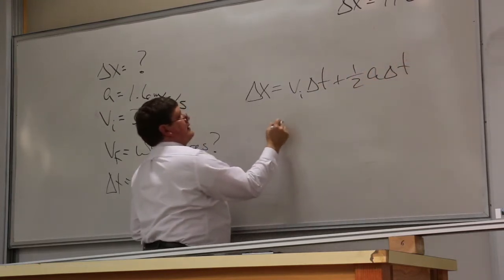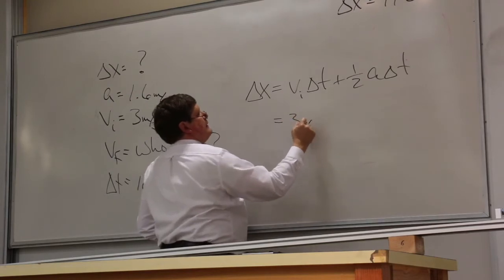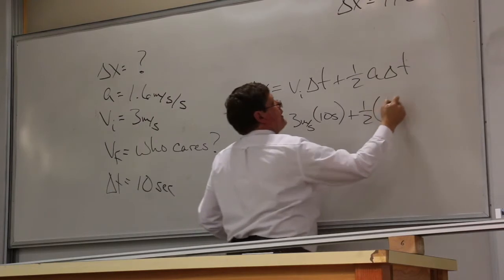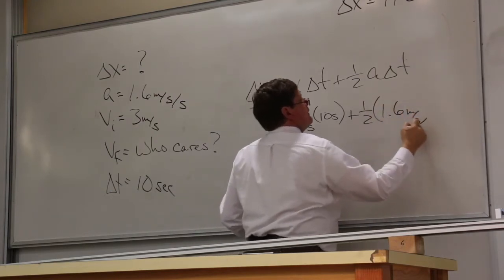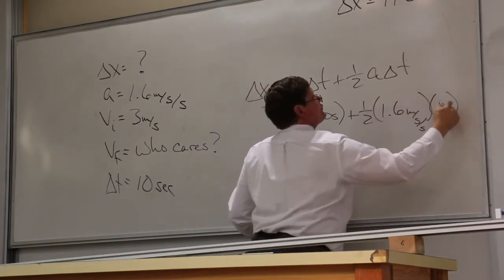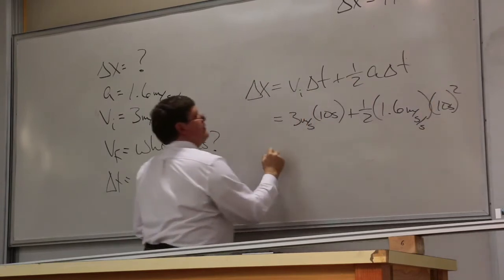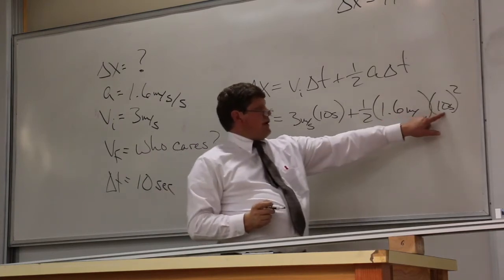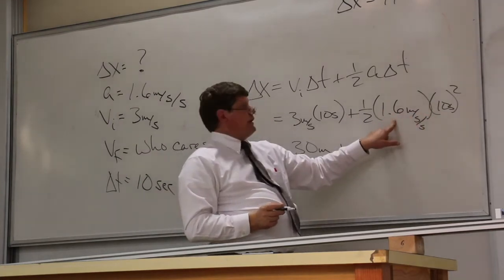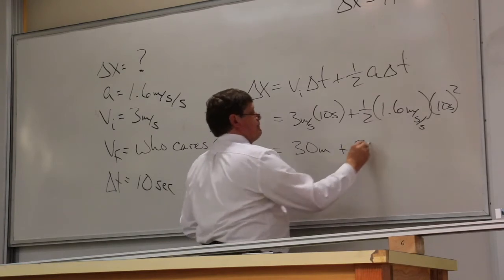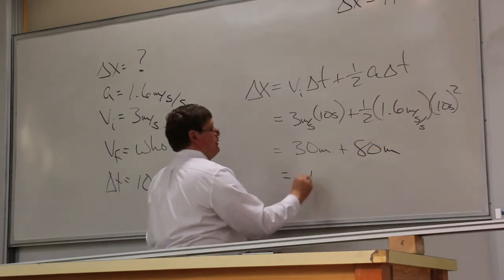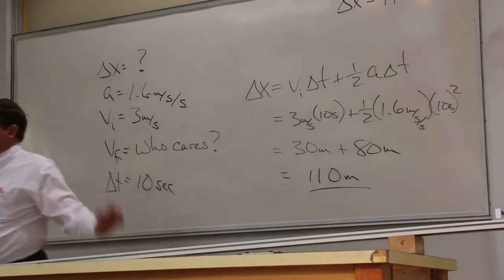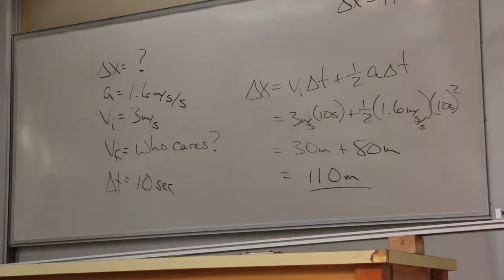I just plug and chug. This is going to be 3 times 10 plus 1/2 times 1.6 times 10 squared. This is going to be 30 meters. Let's see, that's 100 times 1.6 is 160. Half of that is 80. And lo and behold, I wasn't thinking. Never once did I use my brain.